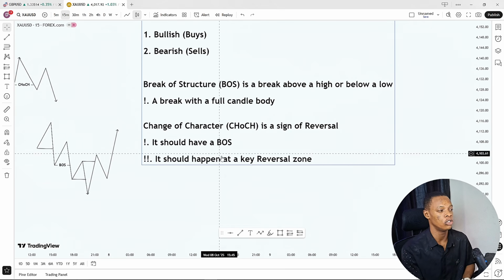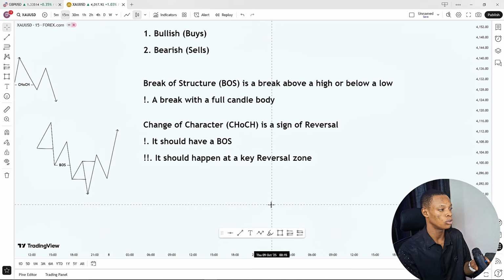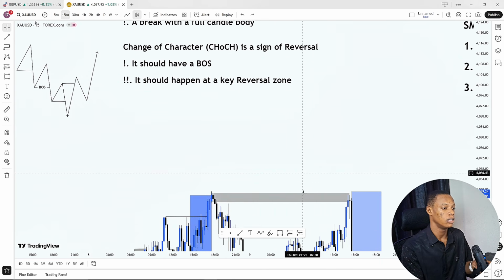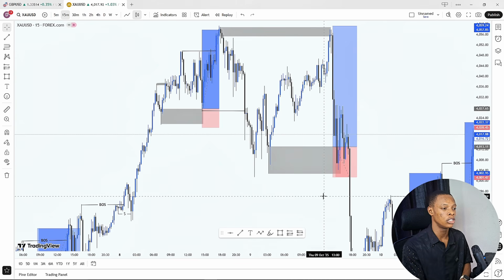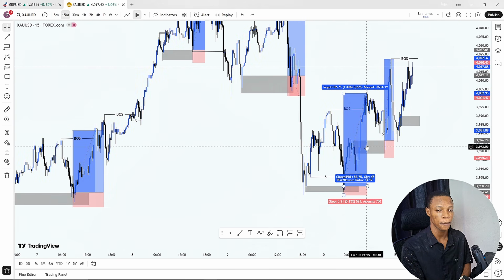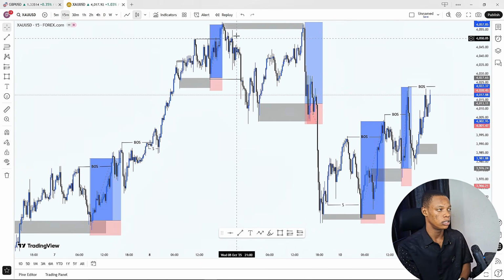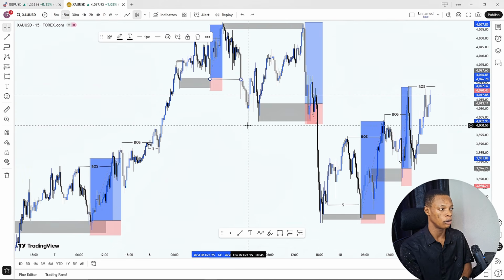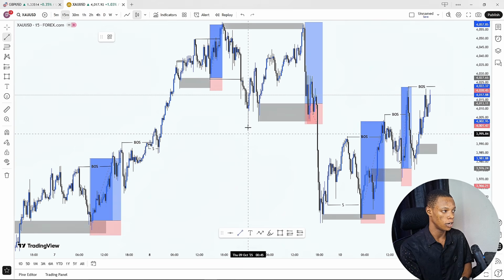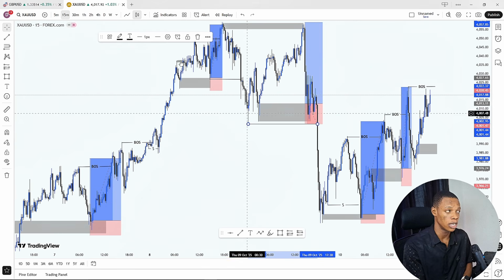Now, the second thing, it should happen at a key level or at a key reversal zone. I can't just go to the market and start saying price has given a change of character. Notice why I started taking this very buy. Market was bearish. You can see it broke structure to the downside, another break of structure to the downside from this very low right here. This is the lowest point it got. So that's another break of structure. Then it breaks structure to the downside, right?